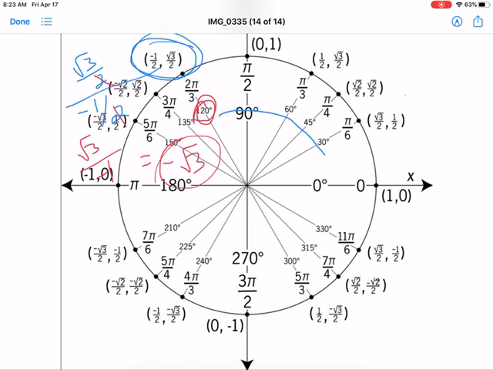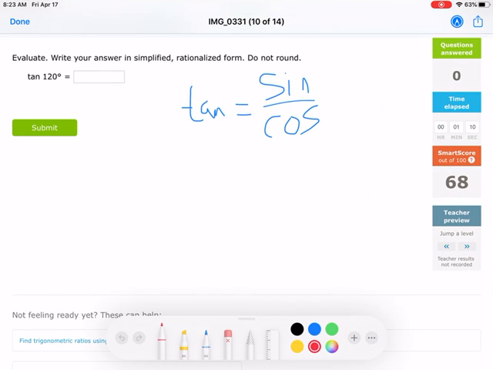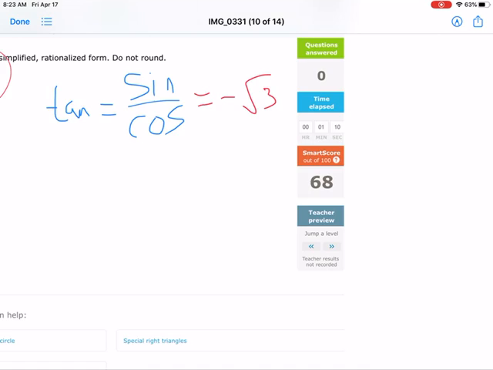So I'm just going to go back to my problem here. Here it is. And I can just write that down. It's equal to negative root 3. Yay, negative root 3. I did it. Boom, there it is. Next question.